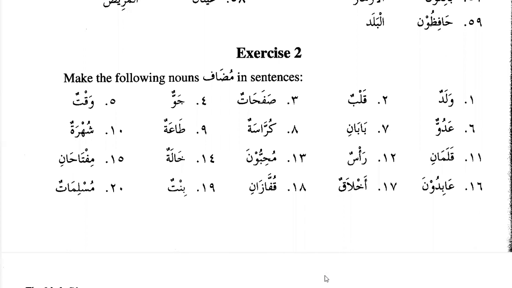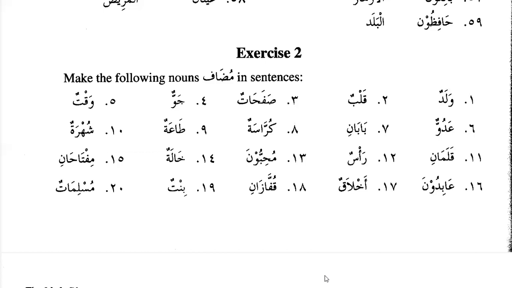Waladu Muhammadin. We need a sentence. Like waladu Muhammadin zakiyyun. Okay, waladu Muhammadin zakiyyun. It must be mudaf. Okay. Next. Kalbul muslimi nazifun. We need a complete sentence. So, kalbul muslimi nazifun. Okay.